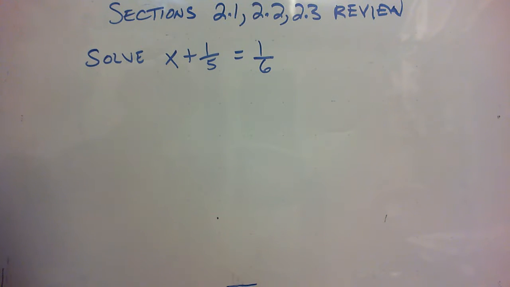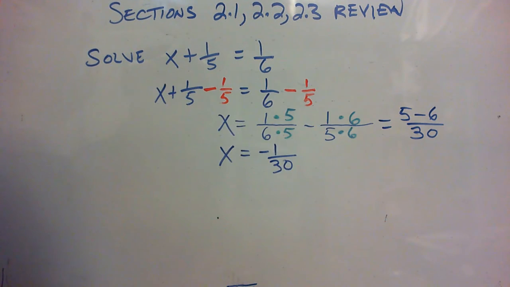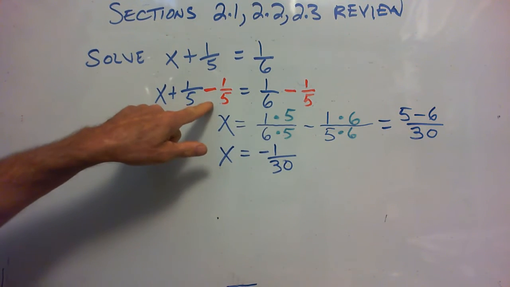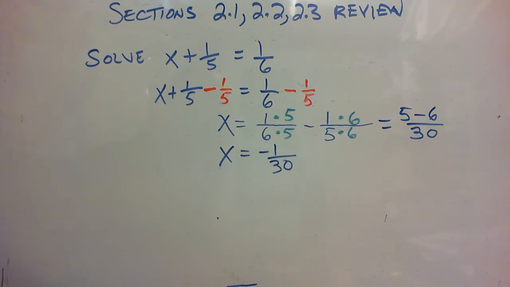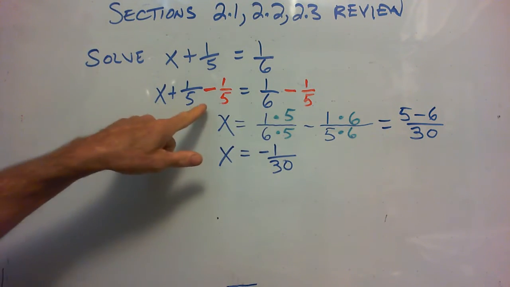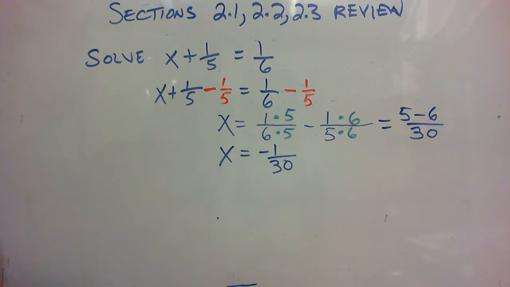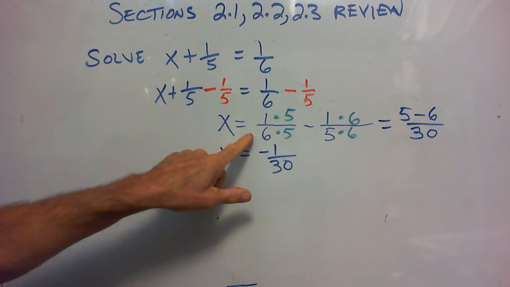Okay, we do this by subtracting 1/5 from both sides, and that gives us our solution. So why don't you do that and get your answer and come back. So when we subtract 1/5 from both sides, we're left with just x on the left, which is what we want. Then we have to do the subtraction.